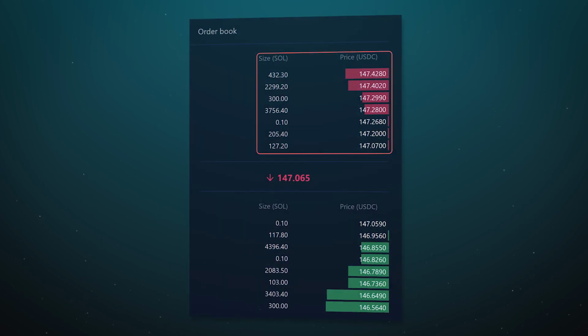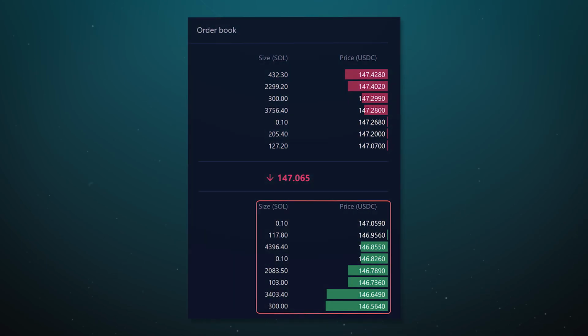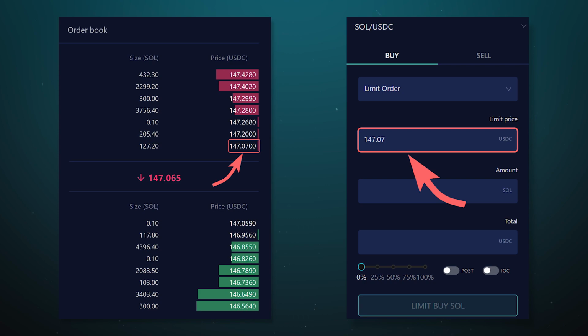The top will show the total amount of user orders to sell cryptocurrency at a certain price, and below, the total amount of orders to buy at a certain price. For example, if you want to quickly buy cryptocurrency, you can set the lowest price for which someone is already selling cryptocurrency. In this case, the order will be executed instantly.